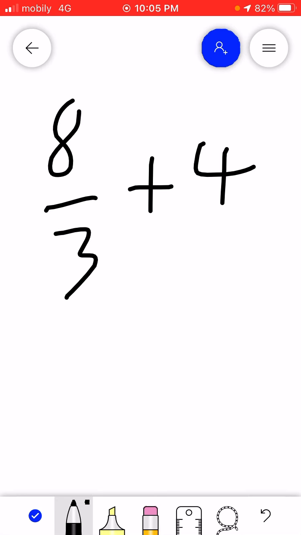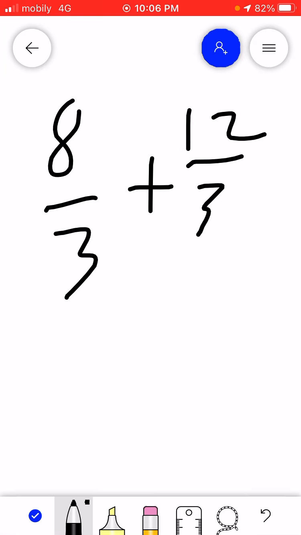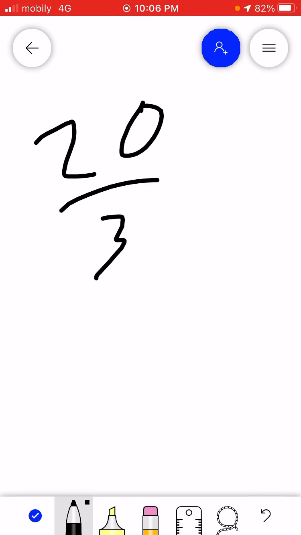Basically, what number over 3 will give us 4? 12 over 3, basically, right? So 12 over 3. Now we get 20 over 3. So after finding the upper limit, we get 20 over 3. That's the first part of this equation. We write 20 over 3.